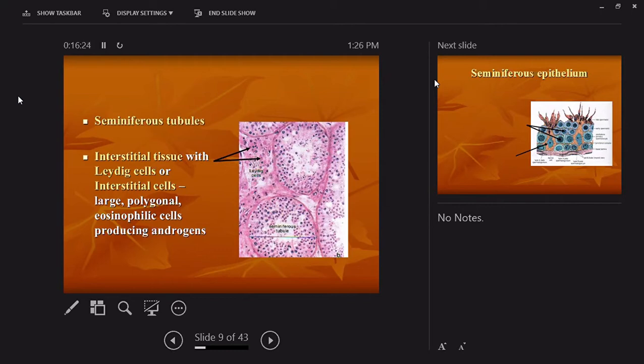They are large, polygonal, eosinophilic cells, meaning that in the H&E staining procedure they are pinkish. Large, polygonal, eosinophilic cells producing your androgens.